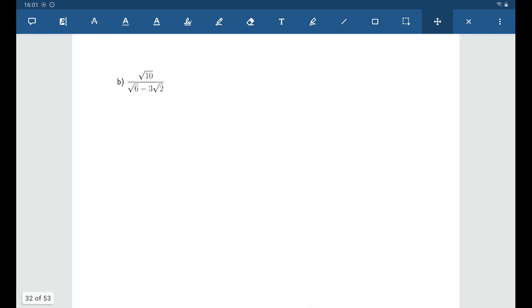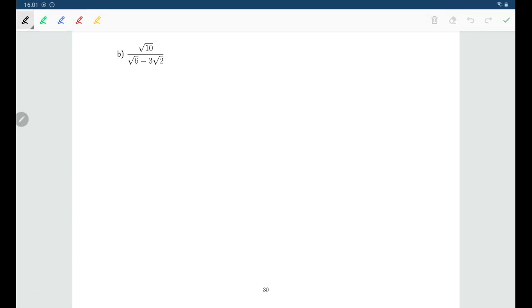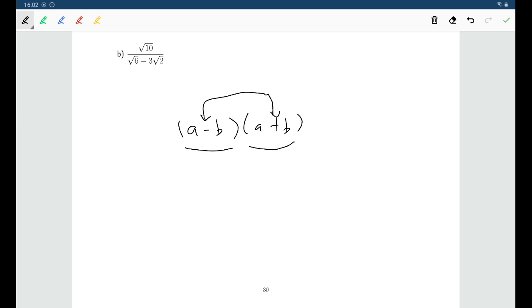Now, for something like this, where it's not one term, where it's 2 terms in the denominator, this is where we're going to use our difference of squares identity. Remember that when you have a minus b times a plus b, when you have something multiplied by its conjugate, when I say things that are conjugates, I mean that they're the same except they have the opposite sign in the middle. Those two things, a minus b and a plus b, I would call conjugates.